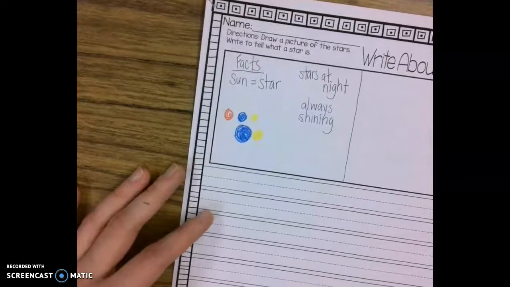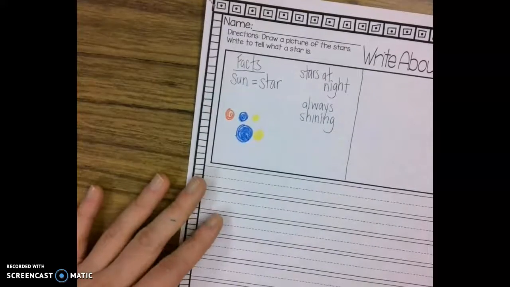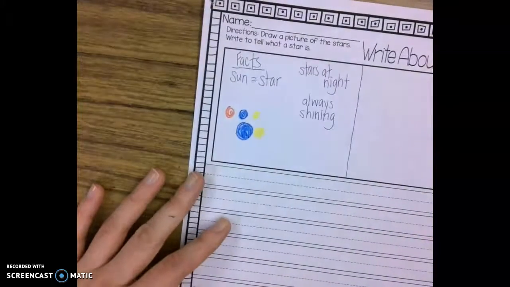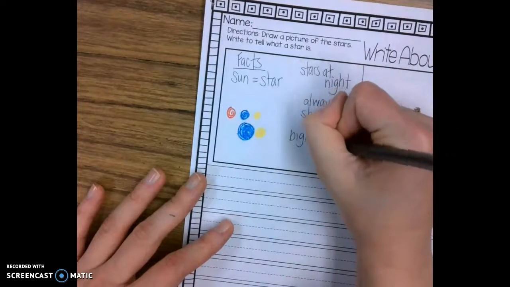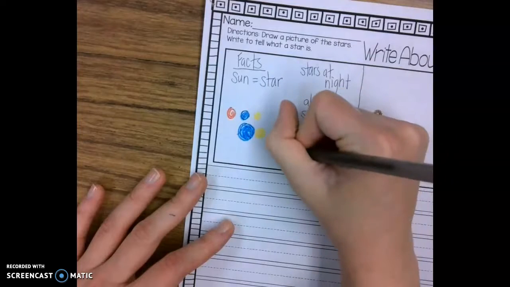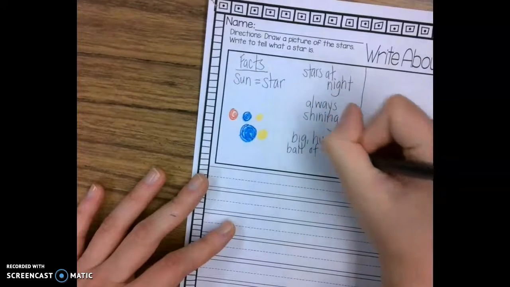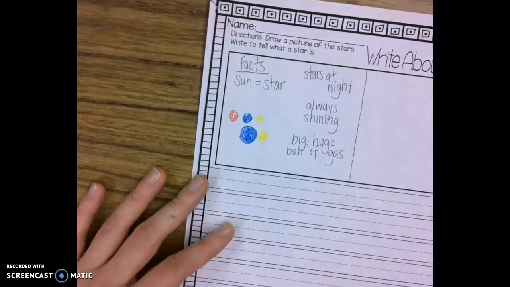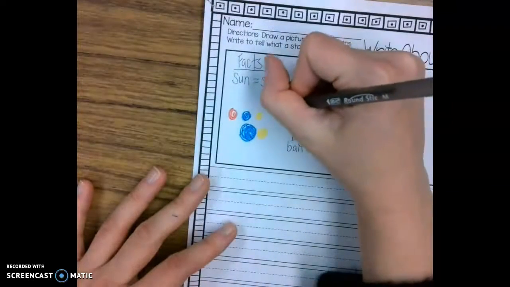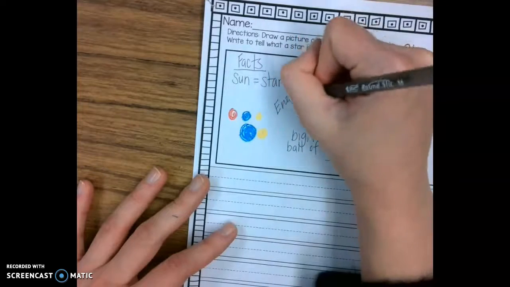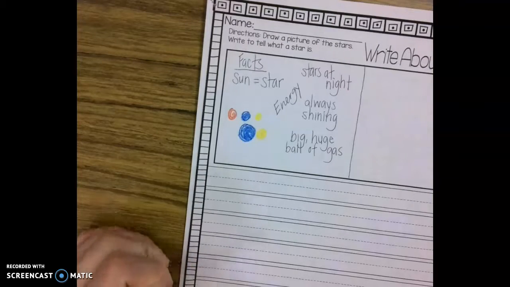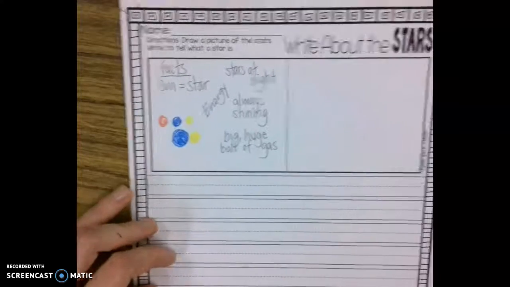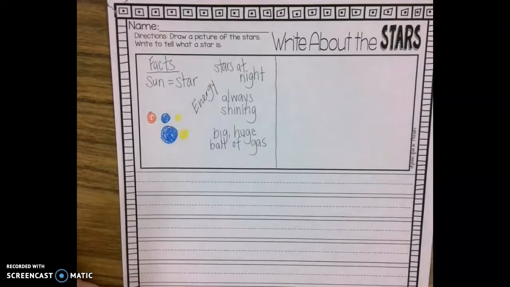Another thing is what it is. It's a big, huge ball of gas. And it has energy. Energy is work. And that might sound kind of strange right now, but we will learn more about energy very soon. Okay, so hopefully you were able to find some facts with that.